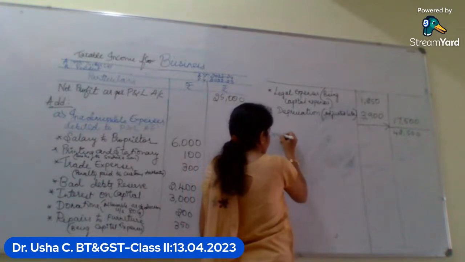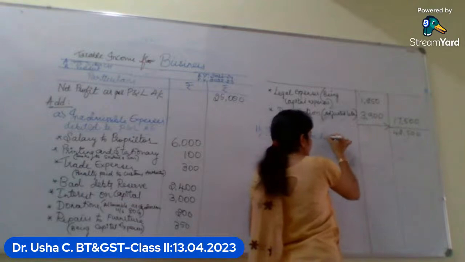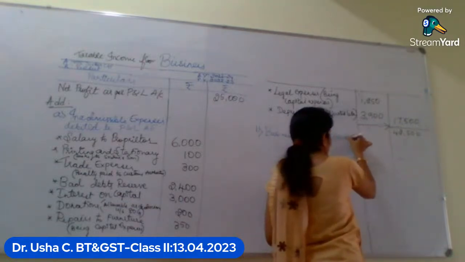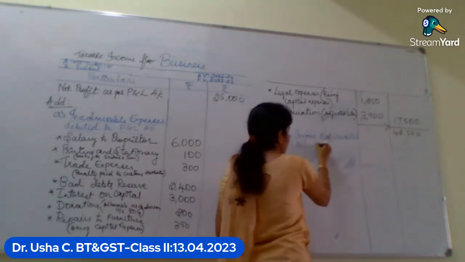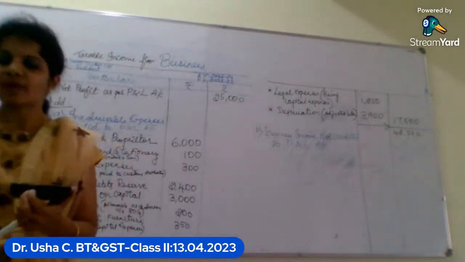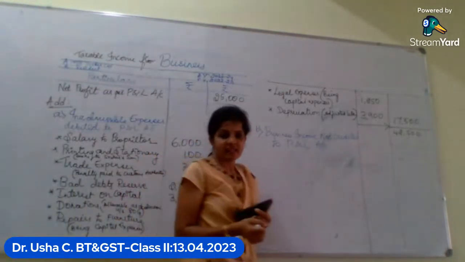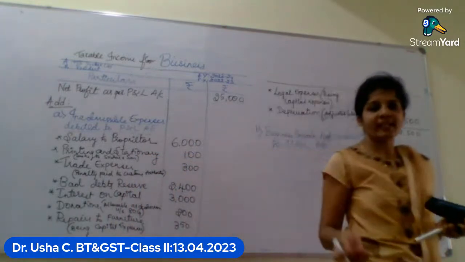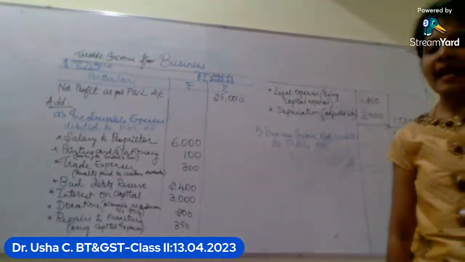Business income not credited to profit and loss account. Any business income which is not credited to profit and loss account, that should have to be added. Is there any business income not credited? Not credited means we have to look into the additional information, adjustment.